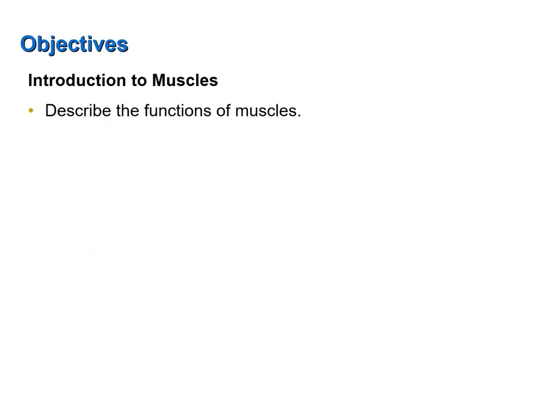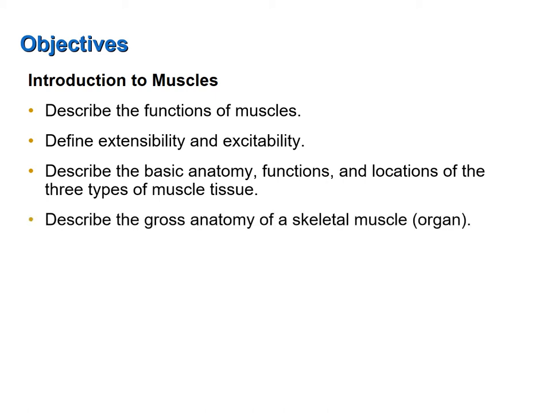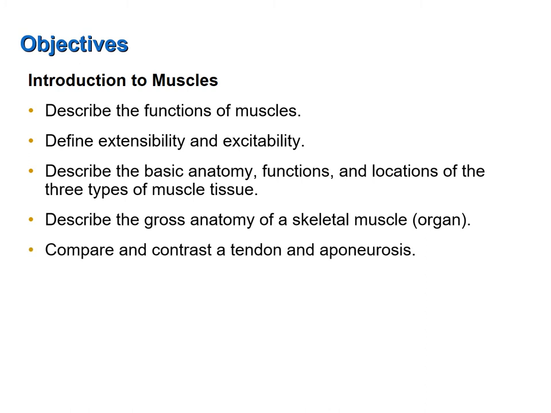Describe the functions of muscles. Define extensibility and excitability. Describe the basic anatomy, functions, and locations of the three types of muscle tissue. Describe the gross anatomy of a skeletal muscle. And finally, compare and contrast a tendon with an aponeurosis.